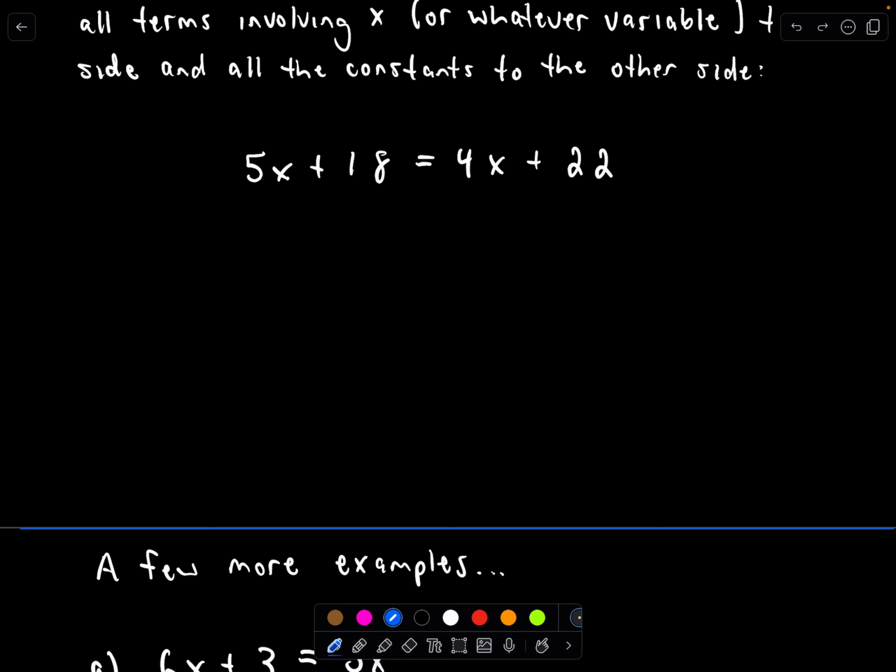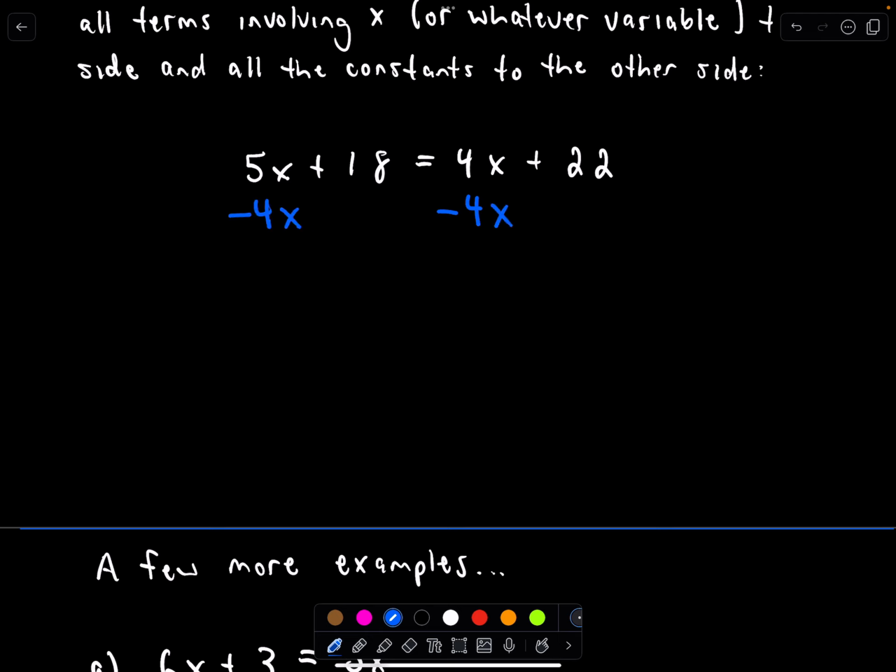This is what we're trying to do: find the solution. So I've got 5x plus 18 equals 4x plus 22. I want to get x's all by itself on one side. I see a 5x on the left side of my equation and a 4x on the right side. Those are where my terms involving x are. I want one side to have no x's. What I'm going to do in this case is subtract 4x from both sides.